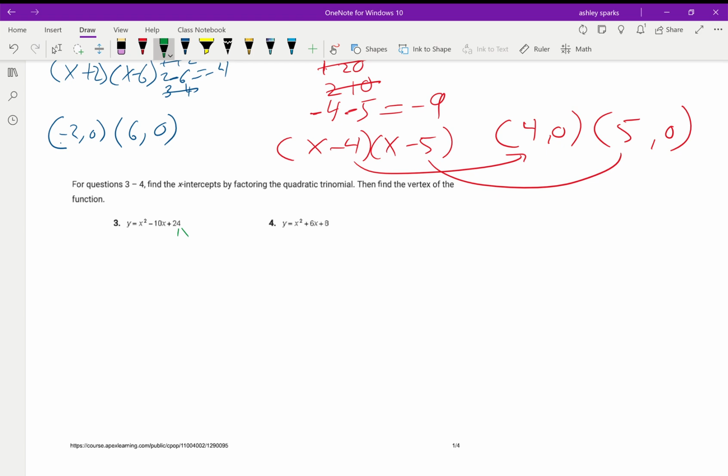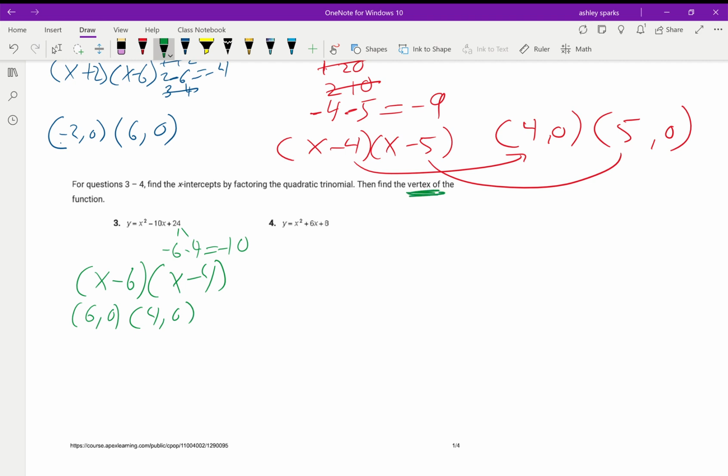So 24, trying to make it into negative 10. What do we have? We have 6 and 4, I think. Again, I need negative, so if I made my 6 negative and my 4 negative, that would give me that negative 10 that I'm looking for. There's other options, I'm just trying to streamline this a little bit. So x minus 6, x minus 4, which means my points would be positive 6, 0, and positive 4, 0.